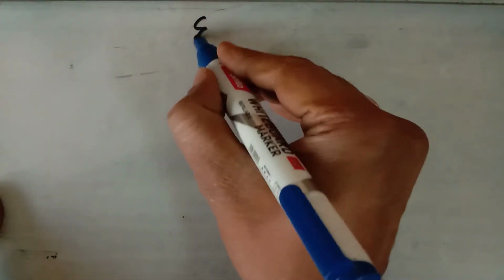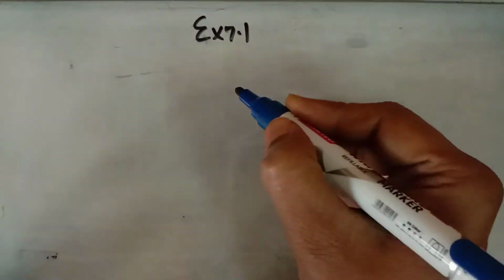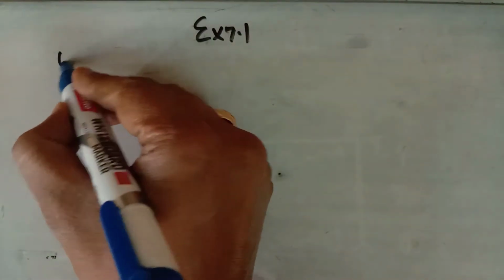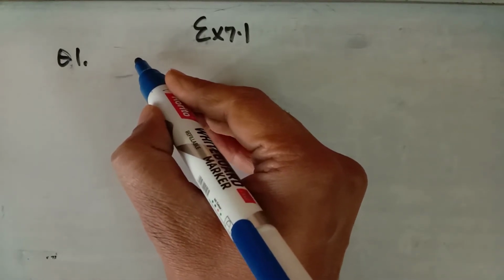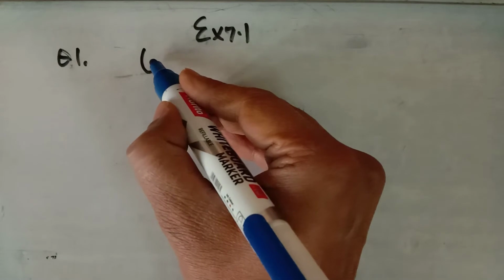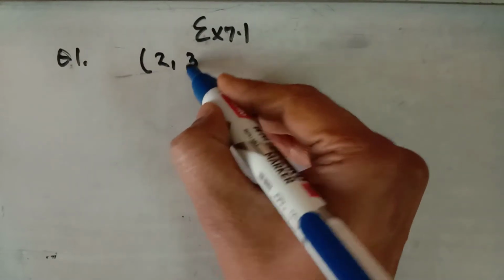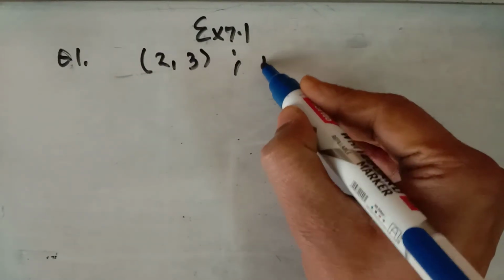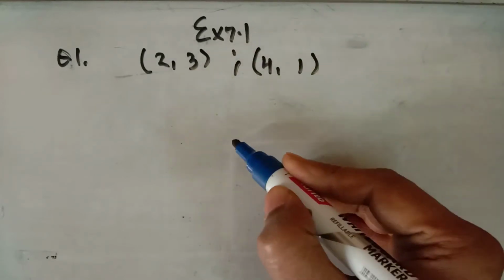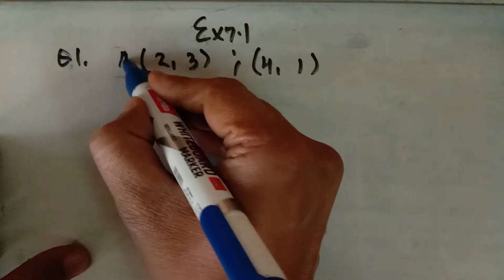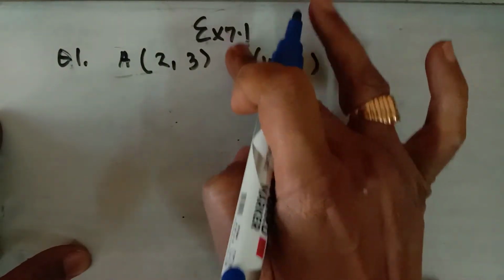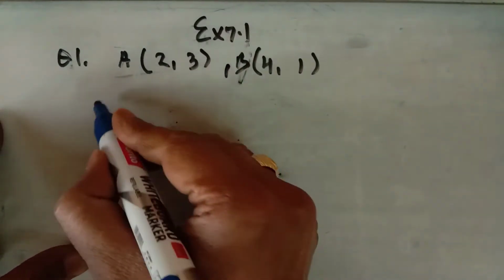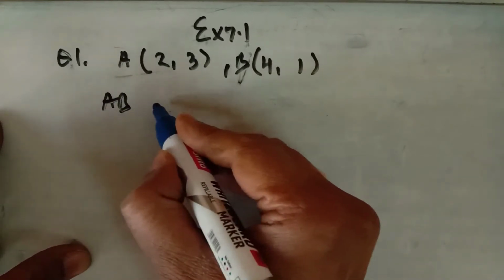Now this formula will be used in exercise 7.1 of your NCERT book, which says that in question number 1, you have to find the distance between the 2 points. Question number 1, first part, you have to find the distance between these 2 points, 2, 3, and the second point is 4, 1. We can let this be A and this be B. Let us mark these points as A and B. If you have to find the distance between the 2 points, I will write AB.